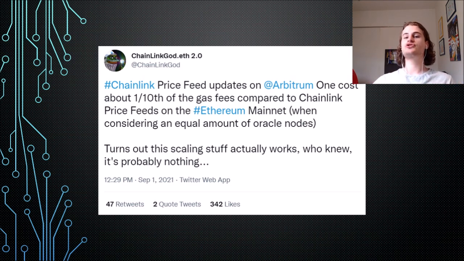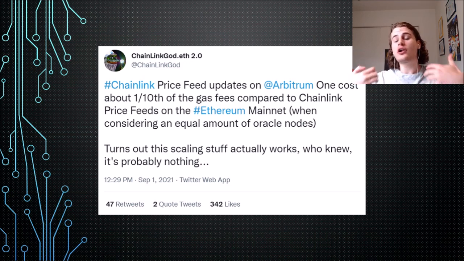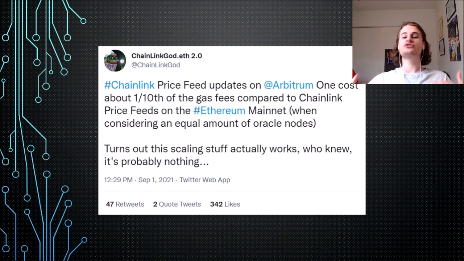We know that Arbitrum is an Ethereum layer 2 scaling solution, and it's meant to cost a lot less to use Arbitrum. So far, it is costing a lot less to use Arbitrum, and it is looking like it is doing the right thing, which is always good to see.